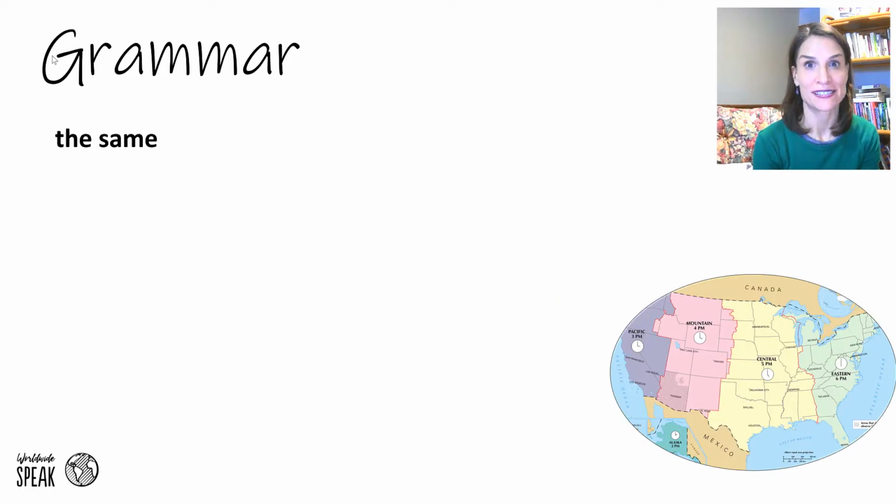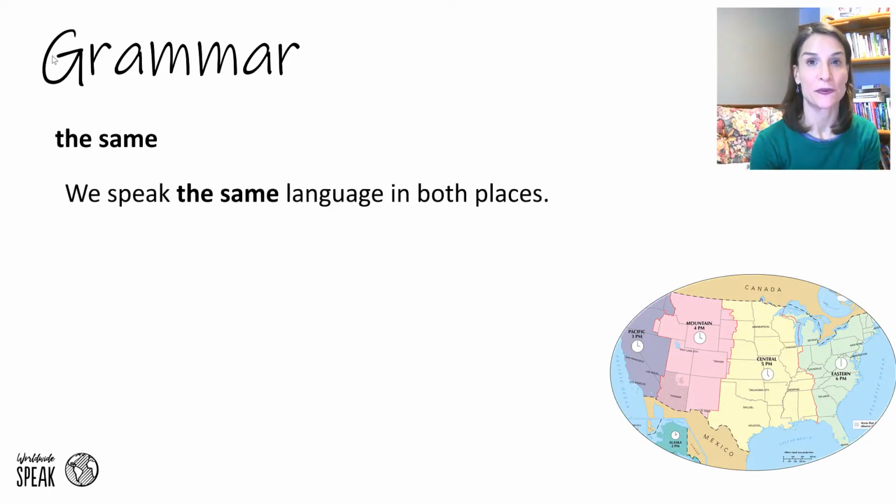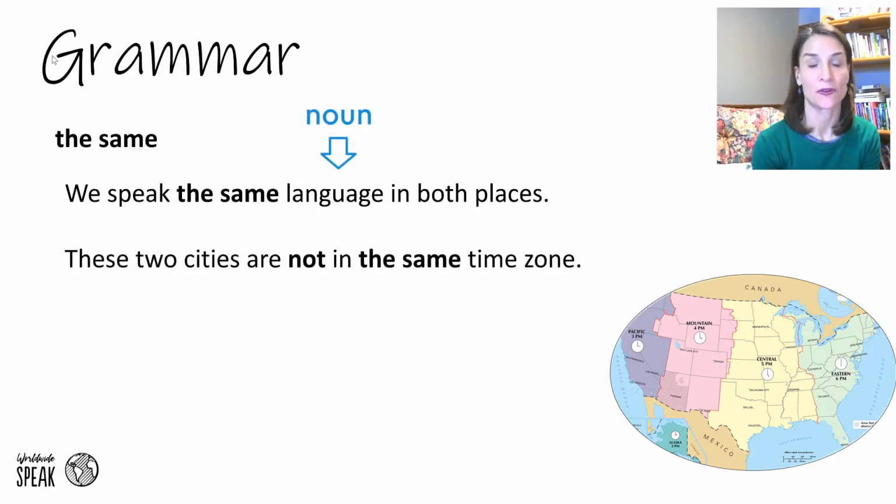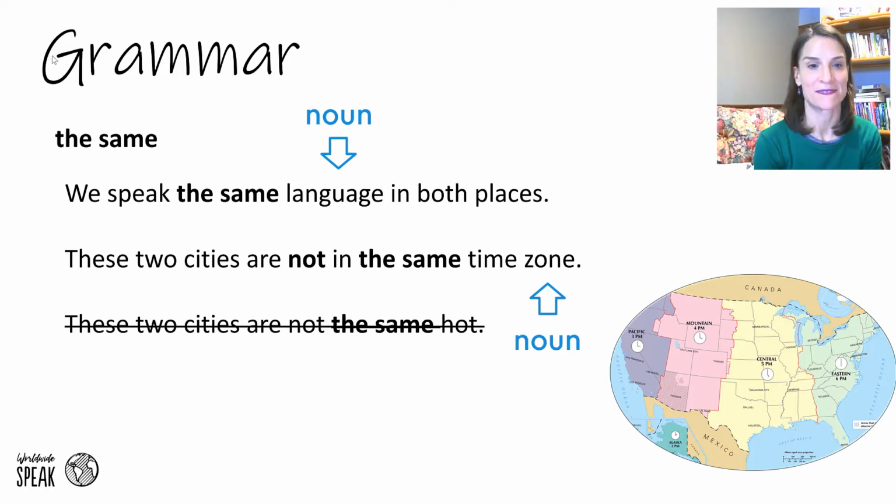Also, another useful phrase is "the same", like this. We speak the same language in both places. So "the same" comes right in front of a noun, "language". Or these two cities are not in the same time zone. We don't make a sentence like this: these two cities are not the same hot. I see this mistake a lot. "Hot" is an adjective, so you will not use "the same" right in front of an adjective. We'll use it in front of a noun. The same language or the same time zone.